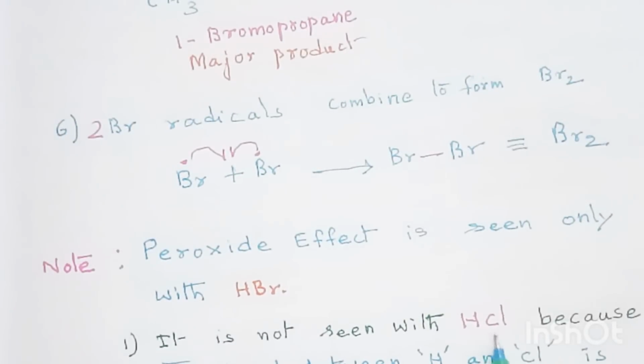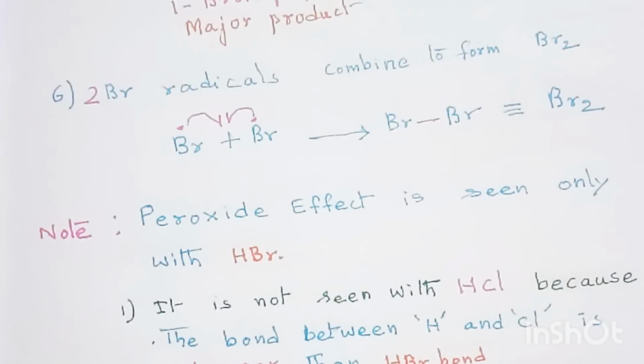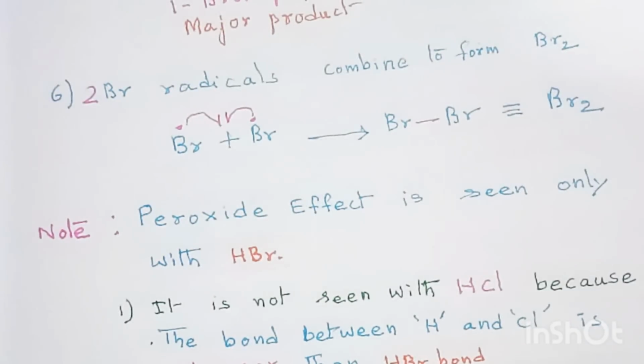It is not seen with HCl because the bond between hydrogen and chlorine is stronger than the HBr bond. So the HCl bond cannot be broken by free radicals formed by peroxide. So the free radicals cannot break the bond between hydrogen and chlorine.